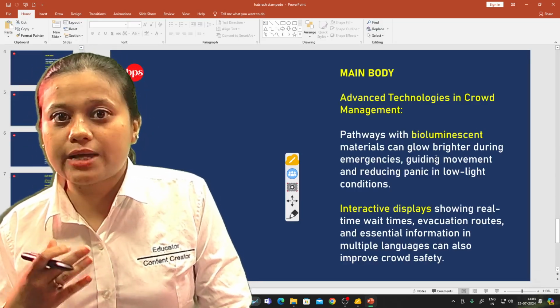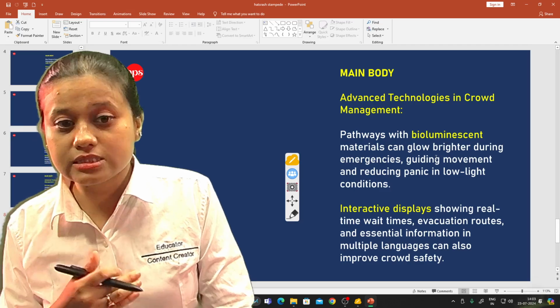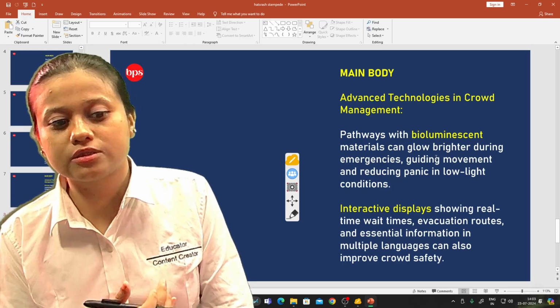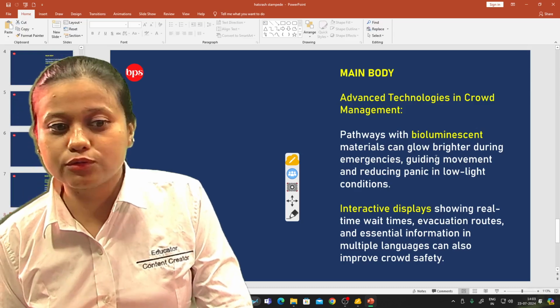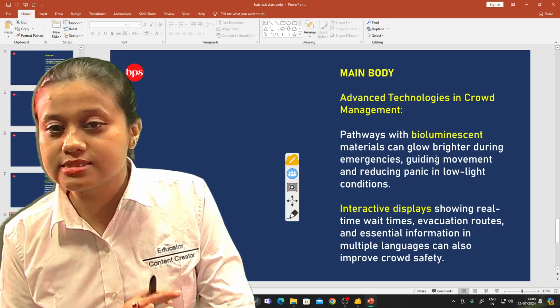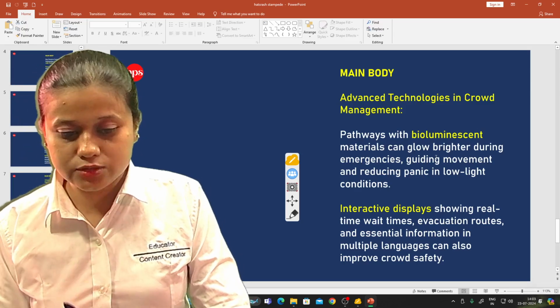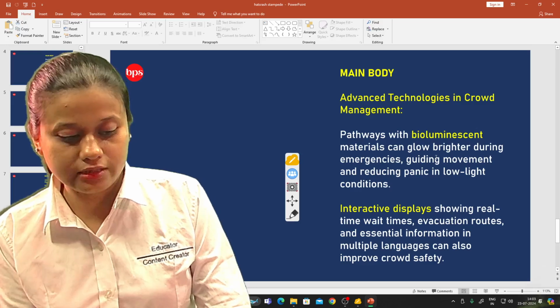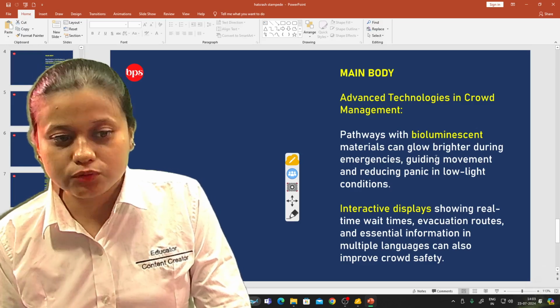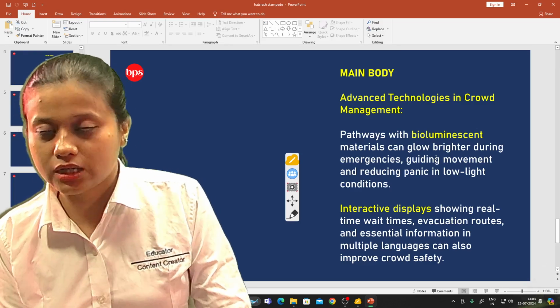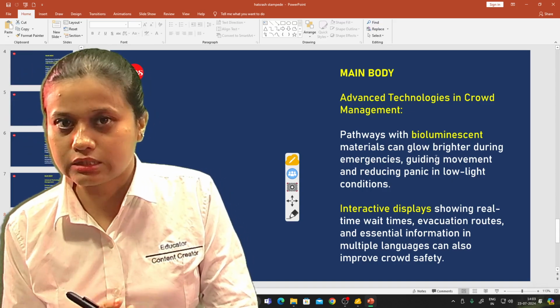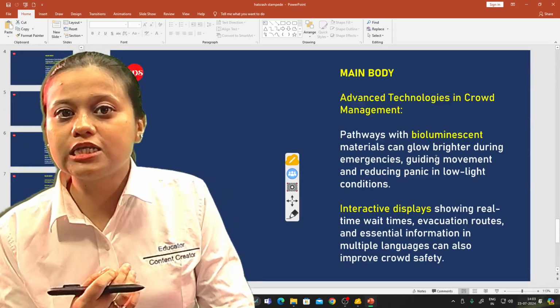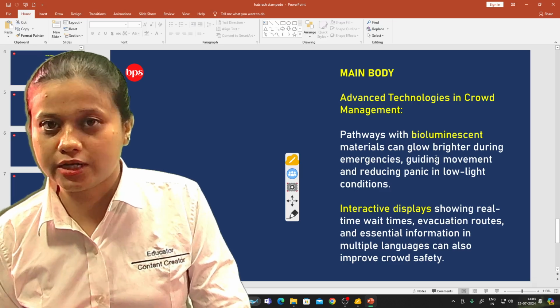For example, these kinds of things are introduced in cinema halls, because once you enter the cinema hall, it's quite dark and you don't know where to find your seat because you can't see anything. So in the steps they provide this bioluminescent light so that you can see the steps, and you can also see the number of the seats, which number is your seat. So these are things we need to incorporate in our crowd management system.